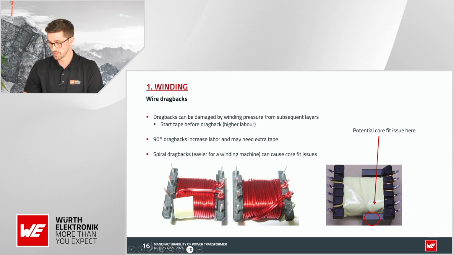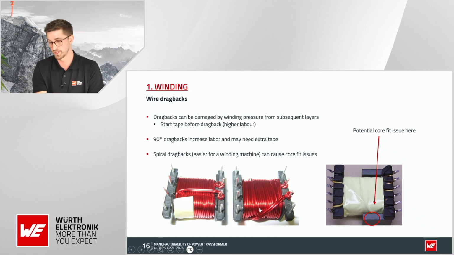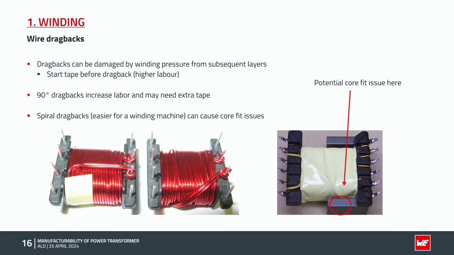Another possibility is to spiral some turns back to reduce the crossing angle, and this can be done using the winding machine. The image in the middle shows a borderline case, where the dragback was crossing the wires at 45 degrees. On the right picture, we can see how a dragback can cause a potential core fit problem. During the core assembly, the wire here can potentially be damaged by the core.